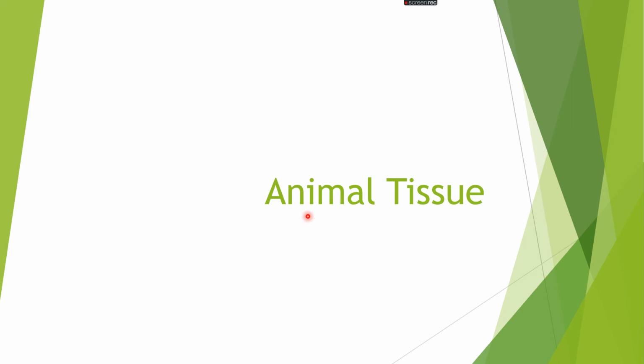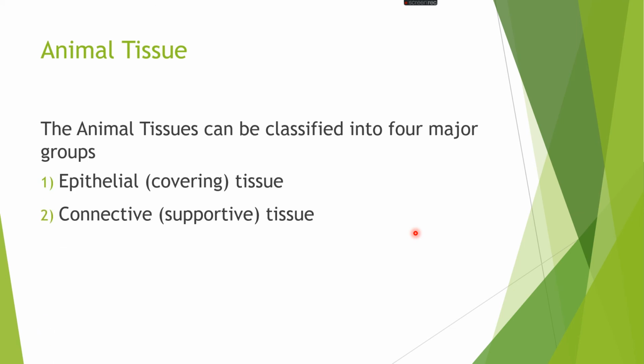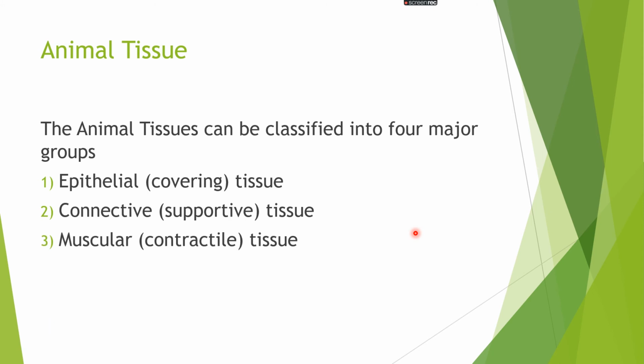So today I will be talking about the animal tissues and more particularly about the epithelial tissues and its four types. So first, the animal tissue can be divided or classified into four major groups. First, epithelial or covering tissue. Second, connective or supportive tissue. Third, muscular or contractile tissue. Fourth, nervous or message conveying tissue.